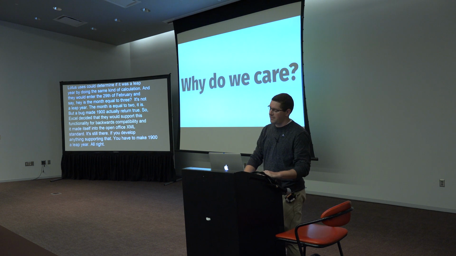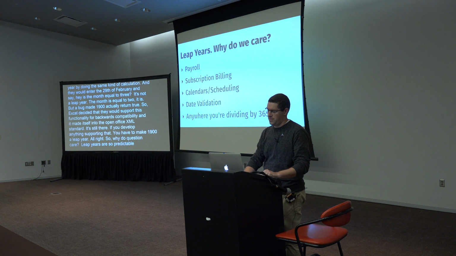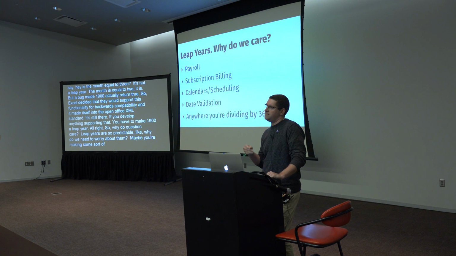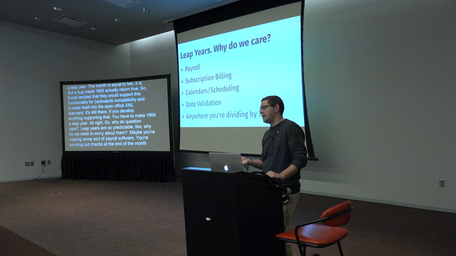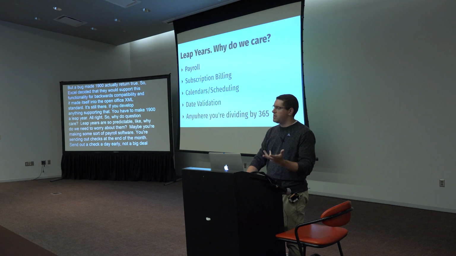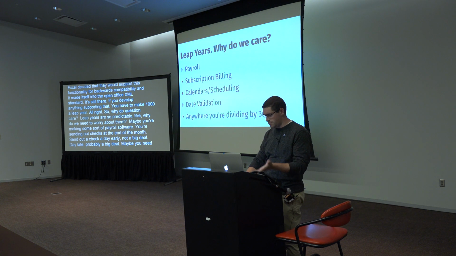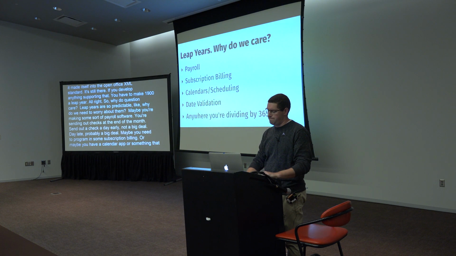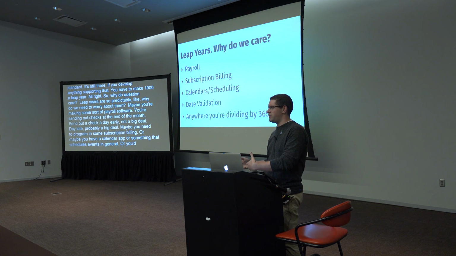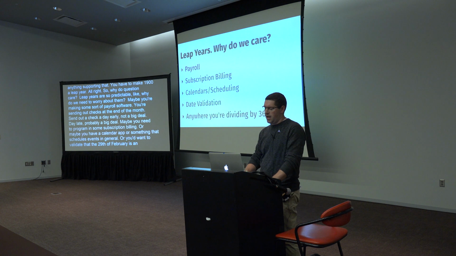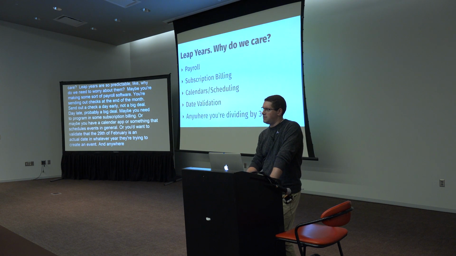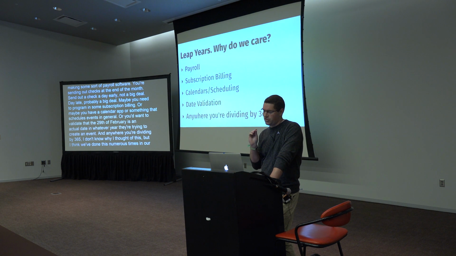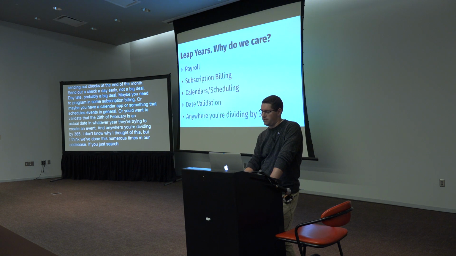All right, so why do we care? Leap years are so predictable, like why do we need to worry about them? Well, maybe you're making some sort of payroll software, right? And you're sending out checks at the end of the month. Sending out a check a day early, not a big deal. A day late, probably a big deal. Maybe you need to program in some subscription billing, or maybe you have a calendar app or something that schedules events in general. Or you'd want to validate that the 29th of February is an actual date in whatever year they're trying to create an event. And then anywhere you're dividing by 365, I don't know why I thought of this, but I think we've done this numerous times in our code base. So if you just search for 365 or maybe like /365, you might be surprised.